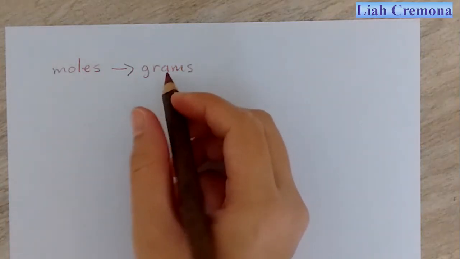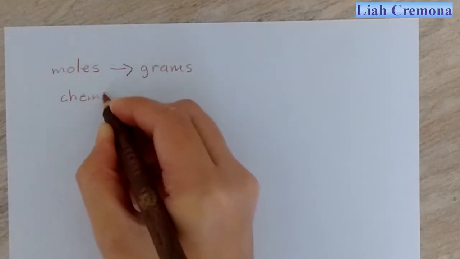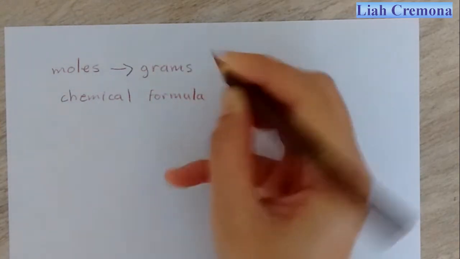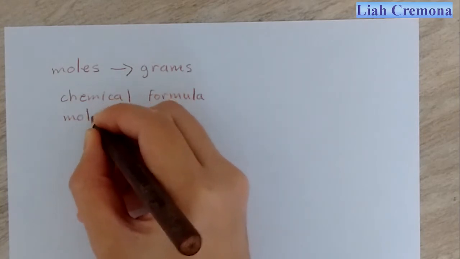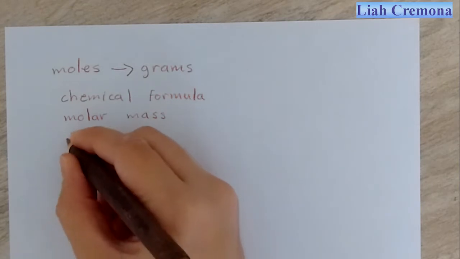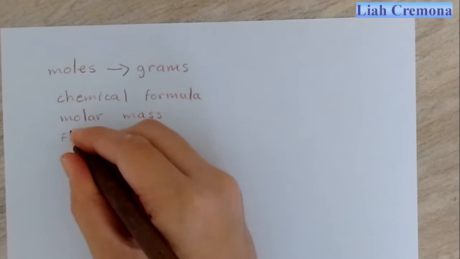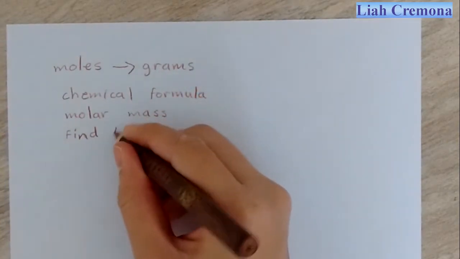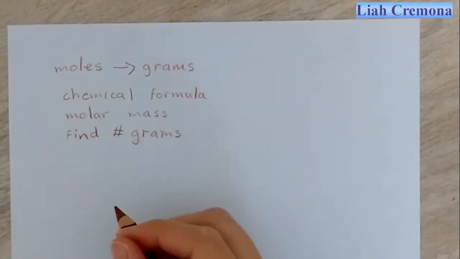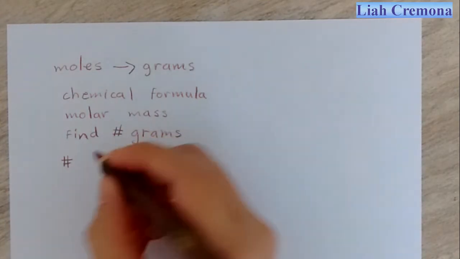Like in the conversions from grams to moles, you need to know the chemical formula, and you need to find the molar mass. And only then can you find the number of grams. In this case, you will use this equation.